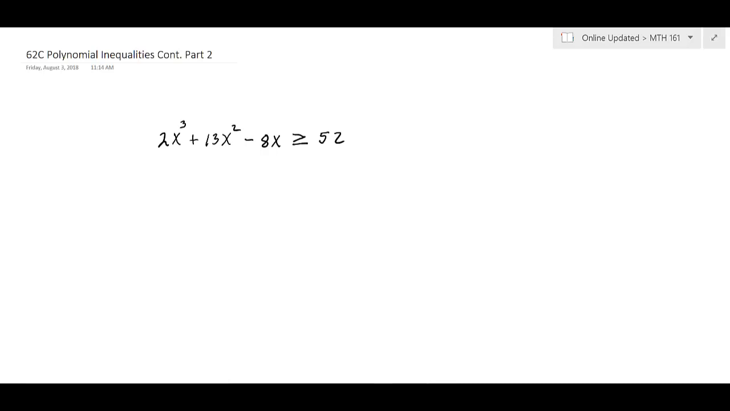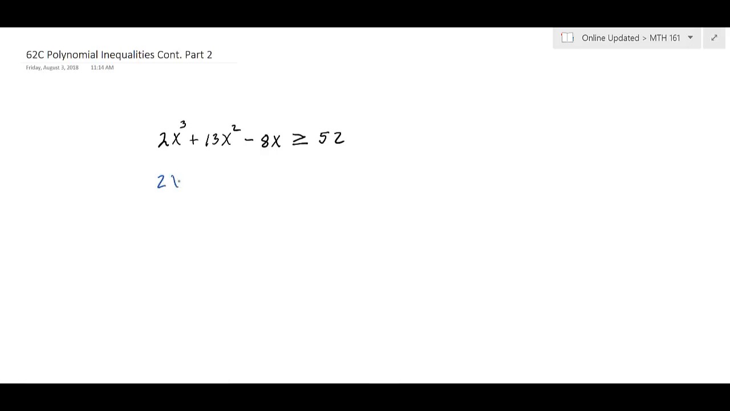Here in this video, I'm going to continue to look at some polynomial inequalities. And you'll notice with this example, we're going to end up with four terms. We have an x cubed. So we have 2x cubed plus 13x squared minus 8x is greater than or equal to 52. Well, again, the first step is to set this equal to 0.